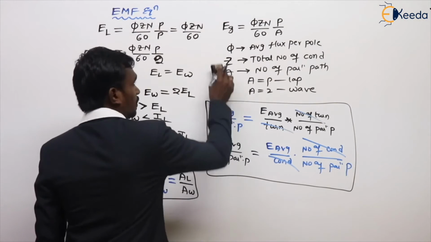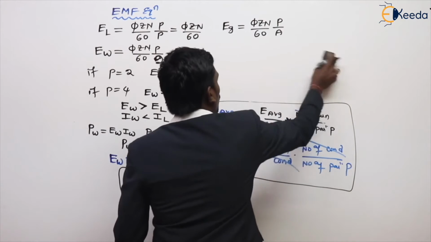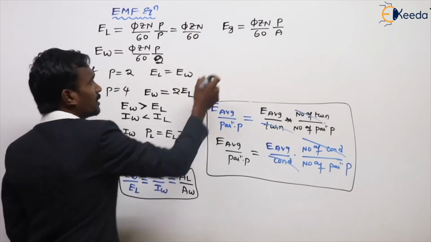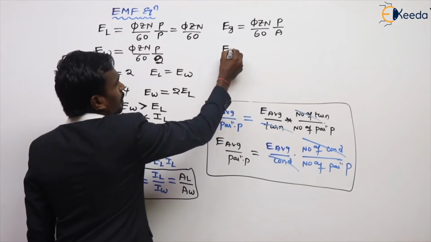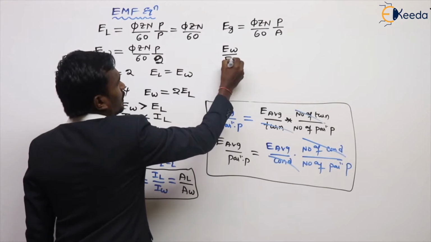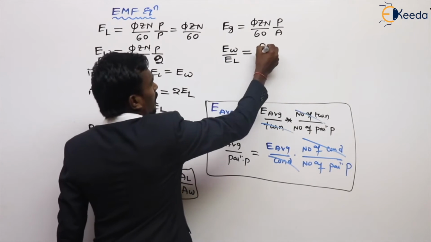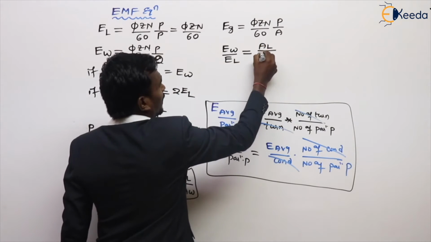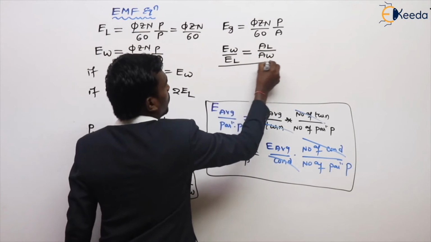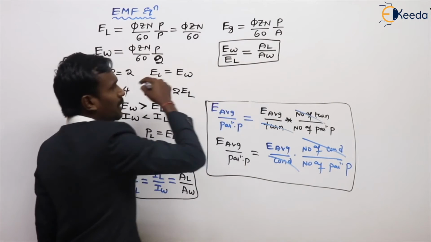This relation is important. Now, a very important relation is that the EMF in wave winding to the EMF in lap winding is equal to the number of parallel paths in lap winding to the number of parallel paths in wave winding. This is very important.